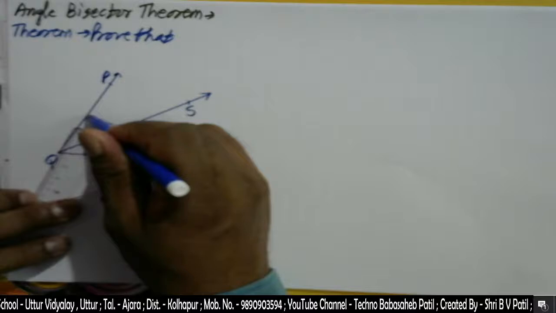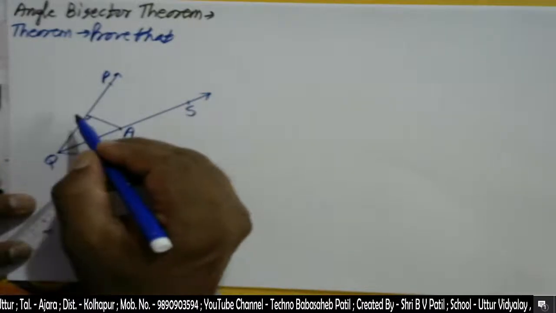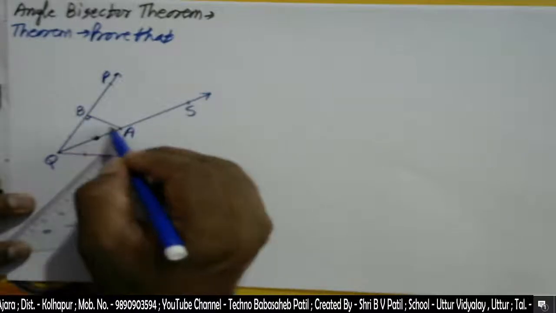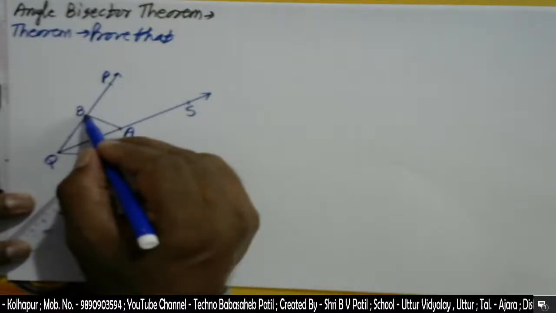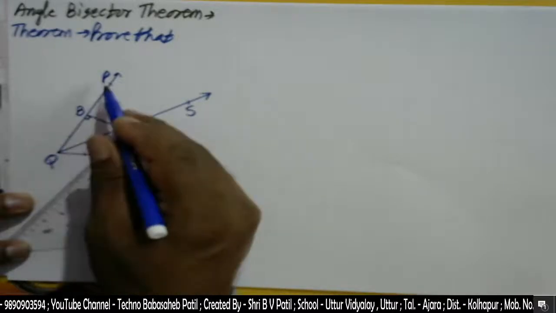And here we get the perpendicular, and the distance is AB. AB is the distance of A from QP.